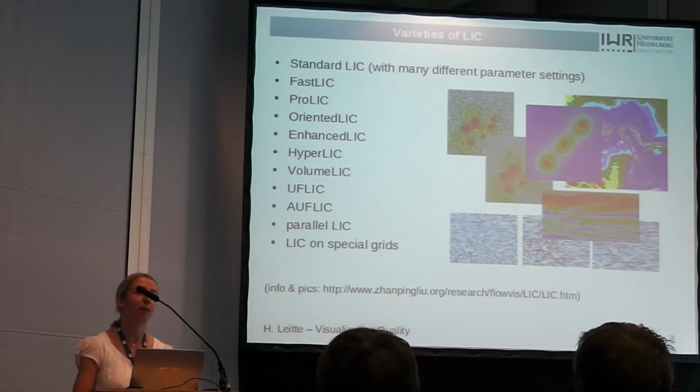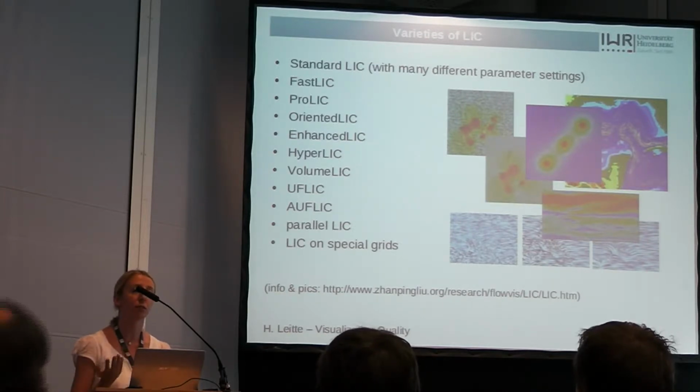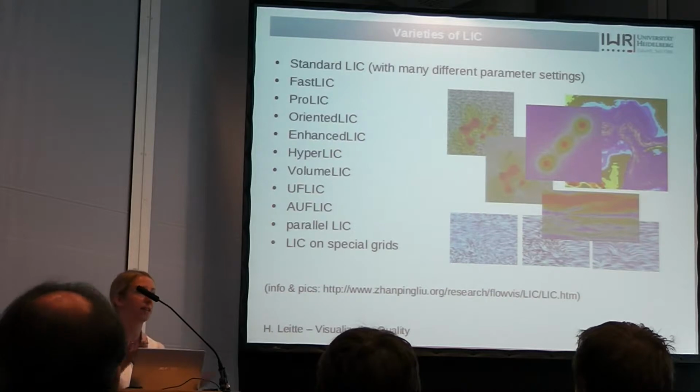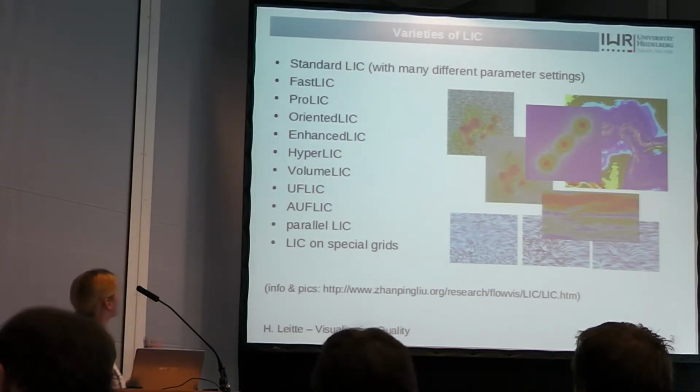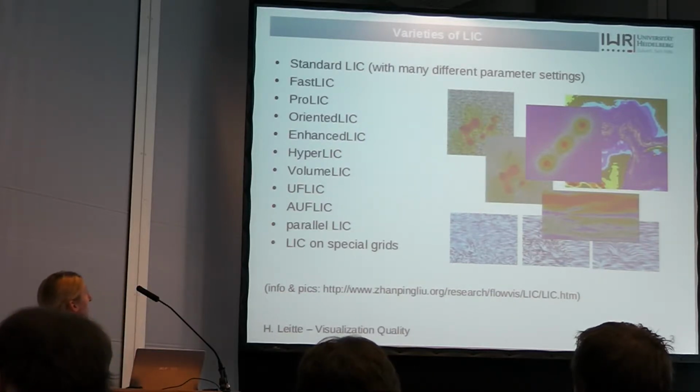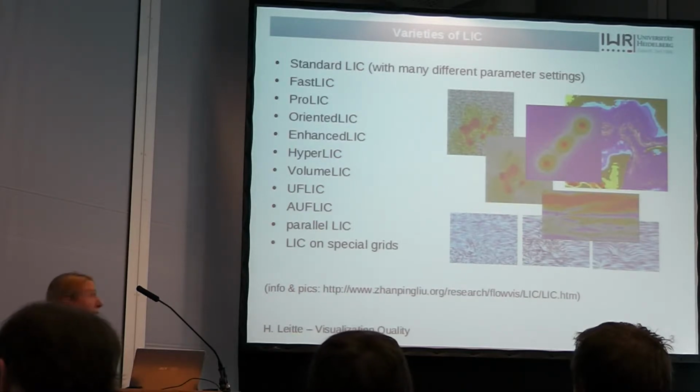you write a paper and think you got a nice improvement for LIC, you should somehow compare to the other techniques that are out there. And so you have standard LIC, fast LIC, pro LIC, oriented LIC, enhanced LIC, and some more. And from some of them you can, by the name, sort of guess in which direction they go, and there are others where you just don't have an idea. And just comparing each and everything is really difficult.